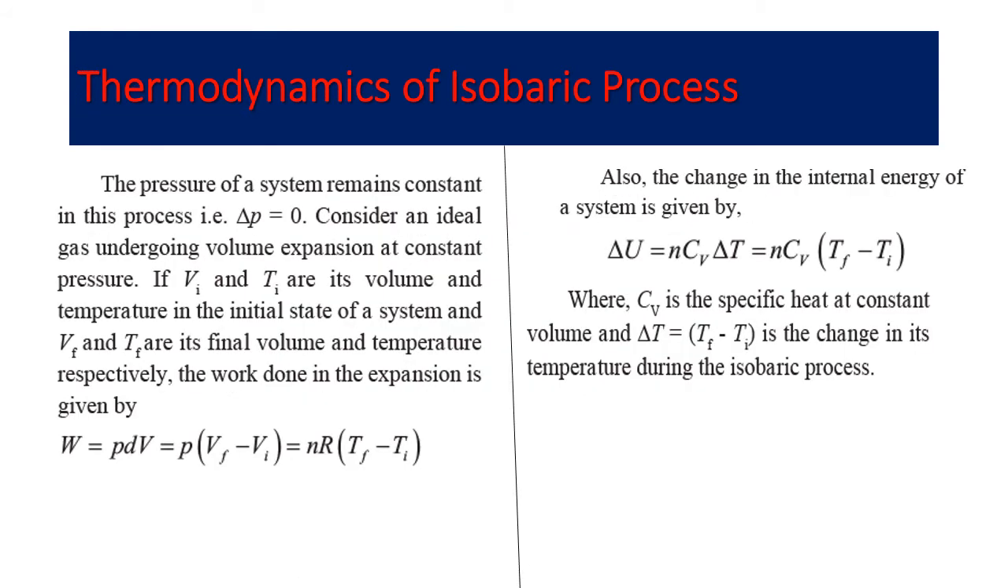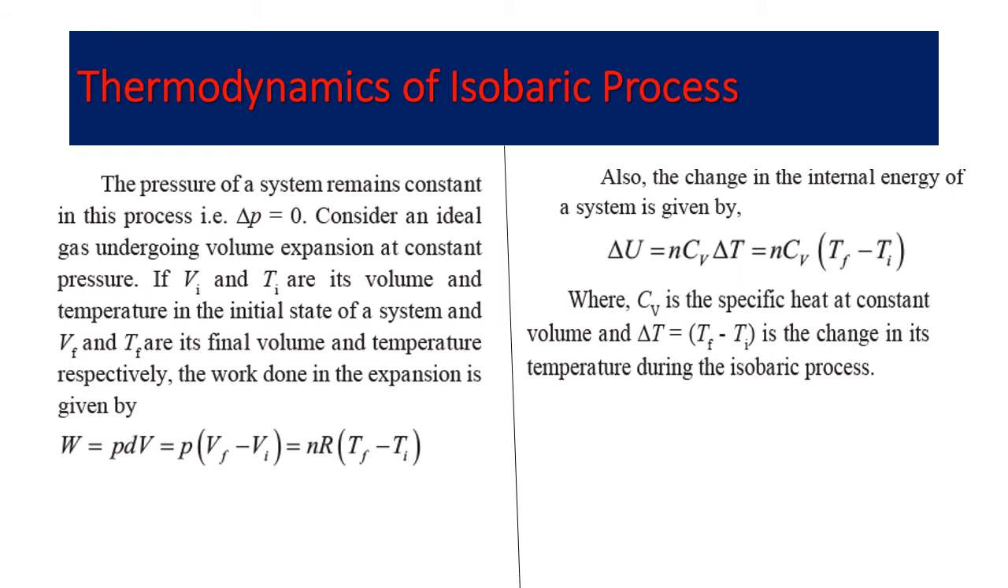Now let us study the thermodynamics of isobaric process. Isobaric process is that process for which the pressure remains constant. That is, the change in pressure delta P is equal to 0. So we will consider an ideal gas which is undergoing a volume expansion at constant pressure. The initial state of the gas will have a volume Vi and temperature Ti, and the final state of the gas will have a volume Vf and temperature Tf.